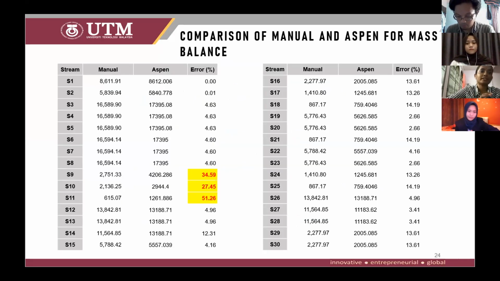So for the comparison of manual and Aspen for mass balance, there are 3 significant errors from streams 9, 10, and 11. These errors are due to the incompatibility of separators that were used in the Aspen environment. Next.